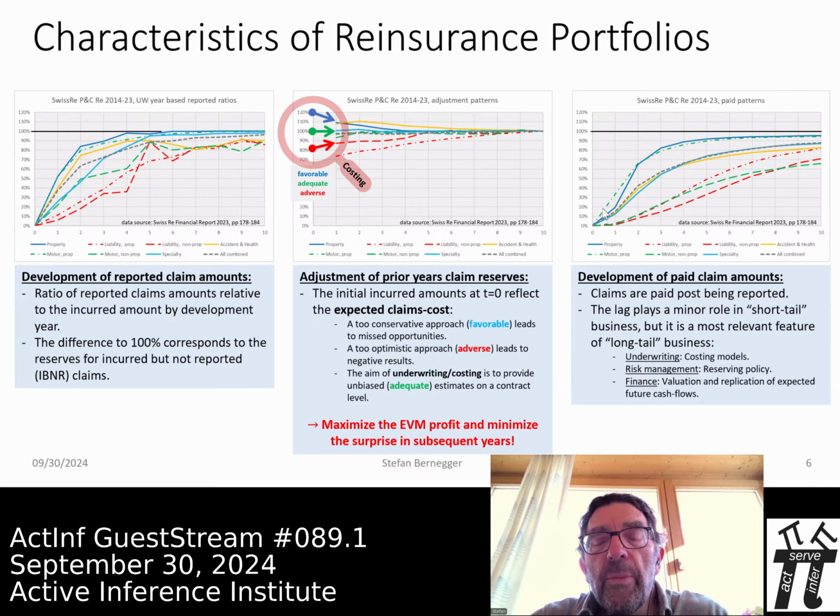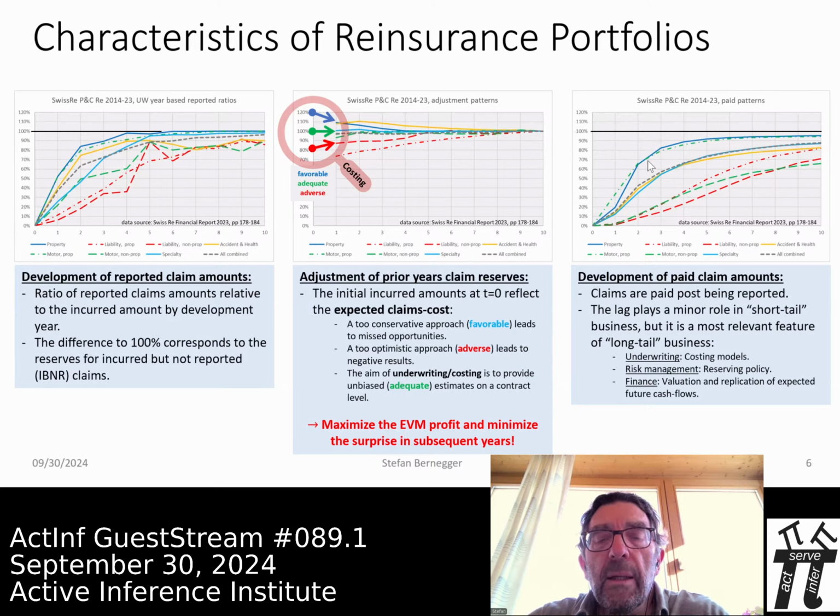Reported means that the insurance company has notified the reinsurer there is this claim, and they have put up some case reserves. But then it can take another couple of years until the claims are paid, and this payment pattern is shown here on the right-hand side. So you see again, in the case of liability, it's very slow, so the payments can take 10, 20, 30 years. In the case of short tail or property, this is normally settled within a few years.